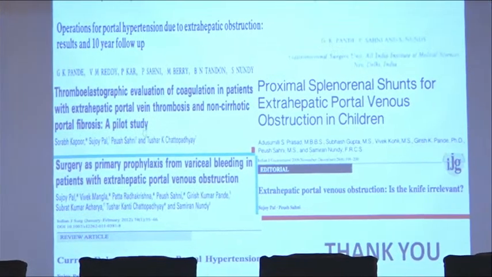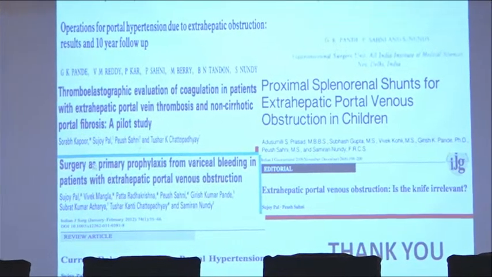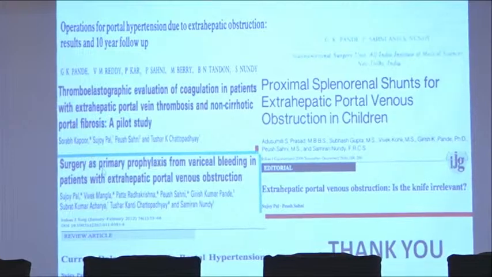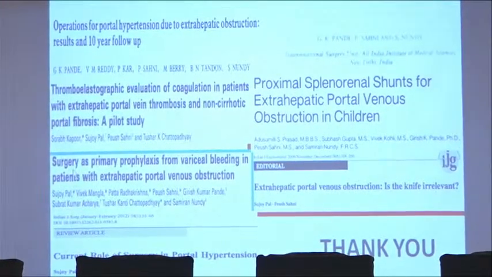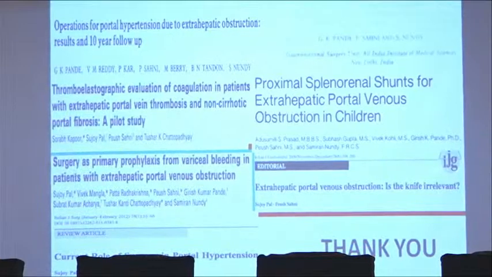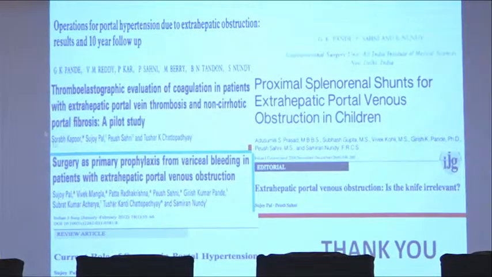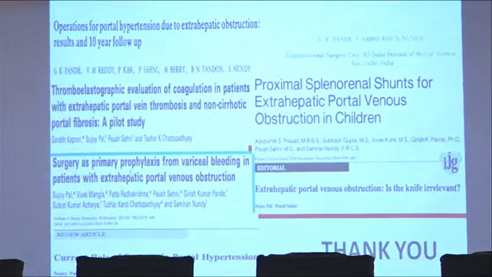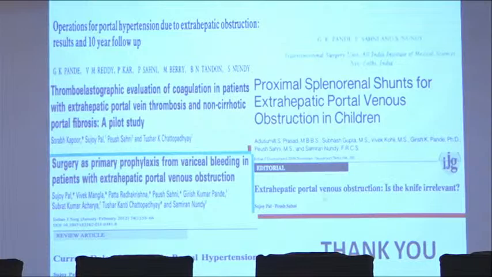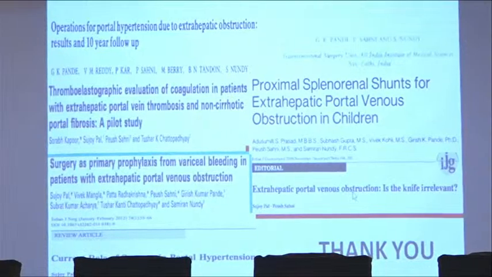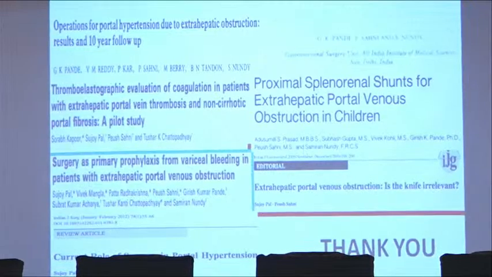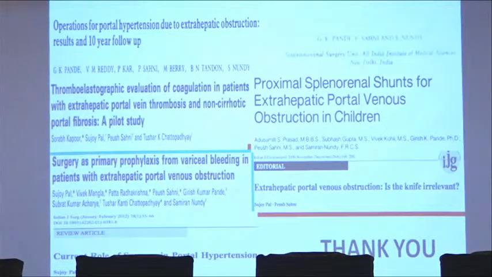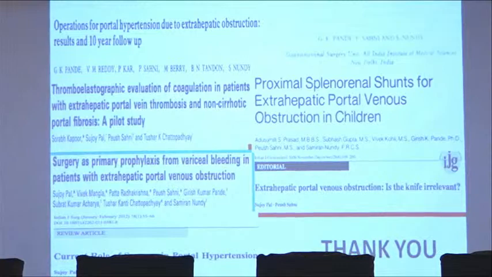So the journey of shunt operation went from some 15 years back. There were multiple publications. In one publication, we suggested that surgery can be recommended as a primary prophylaxis for these patients. And it has come a long way from suggesting surgery as a primary prophylaxis to the point where my HOD is writing an editorial asking the question, is the knife irrelevant in EHPVO? I would conclude by saying the knife is still very much relevant, only that people have to be aware of the advantages of both the procedures.